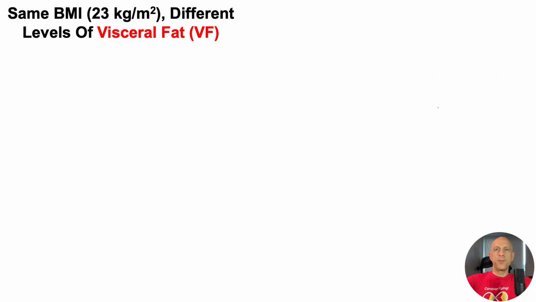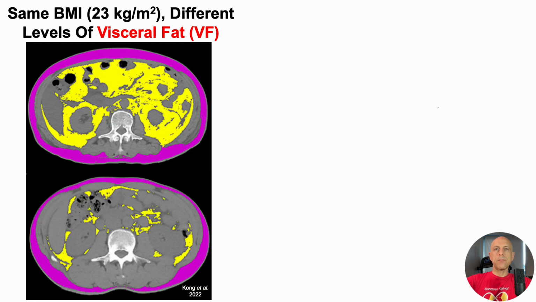To start today's video, let's take a look at data for people who have the same BMI but different levels of visceral fat. And that's what we can see here with the top and bottom images. So first, starting with subcutaneous fat, this is the fat that's located just beneath the skin, subcutaneous. We can see that the person at the bottom has a bit less subcutaneous fat than the person at the top. But what about visceral fat?